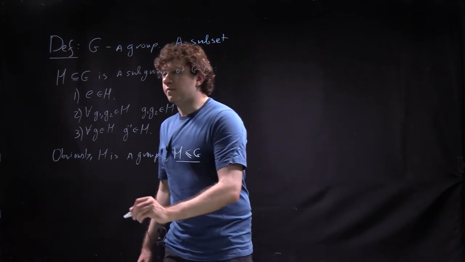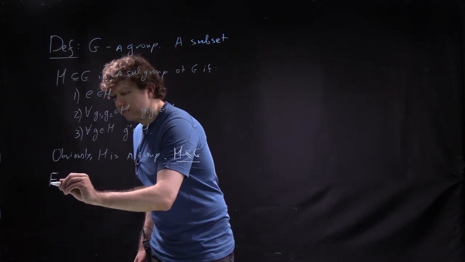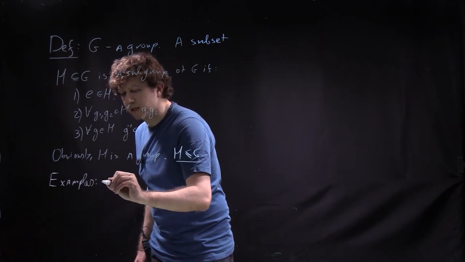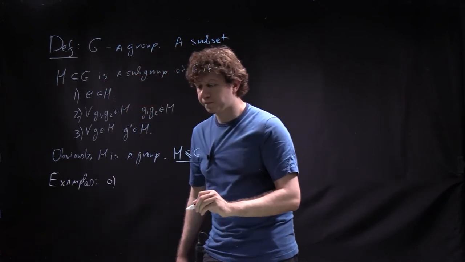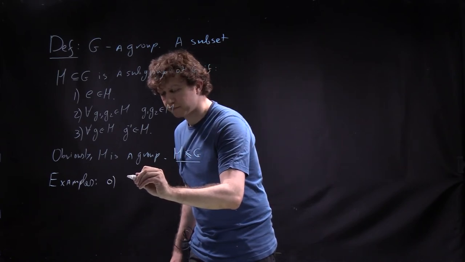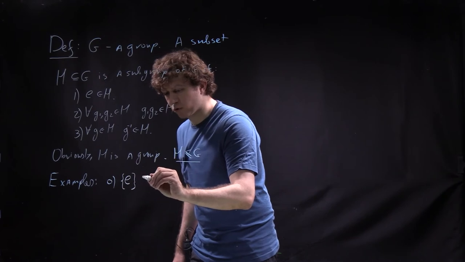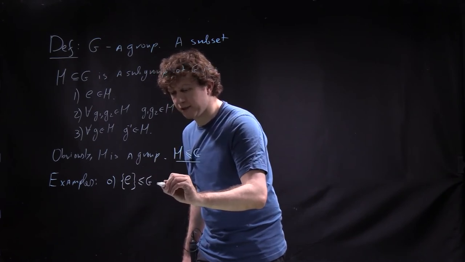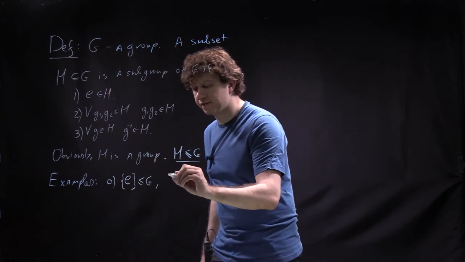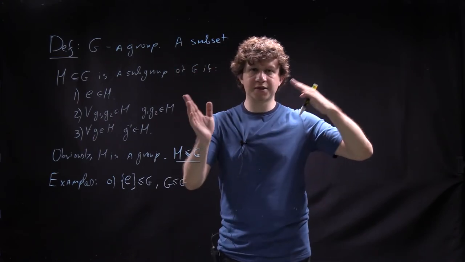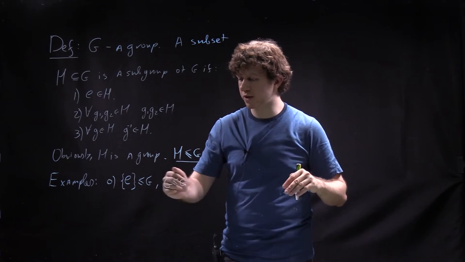So some examples. As usual in mathematics, we start with trivial examples. So maybe zero example is that every group has a subgroup consisting of the identity element. All properties are clearly satisfied. And G is also a subgroup of G. So every group has these two kind of stupid subgroups. The biggest one, the smallest one.